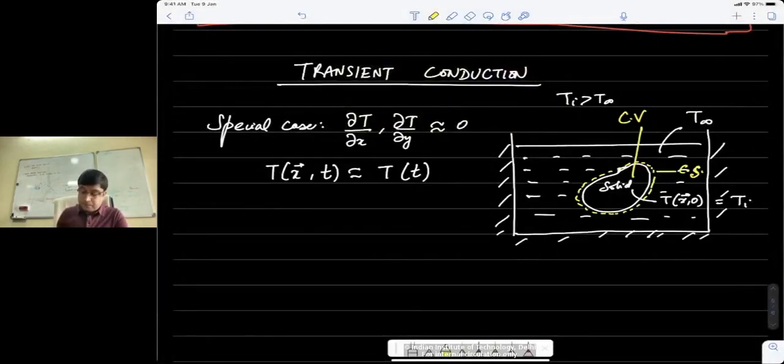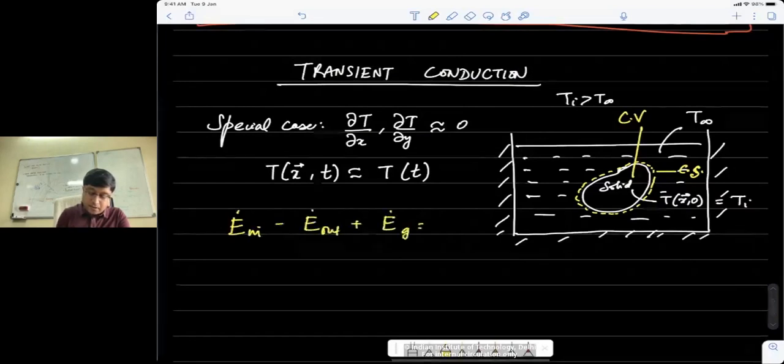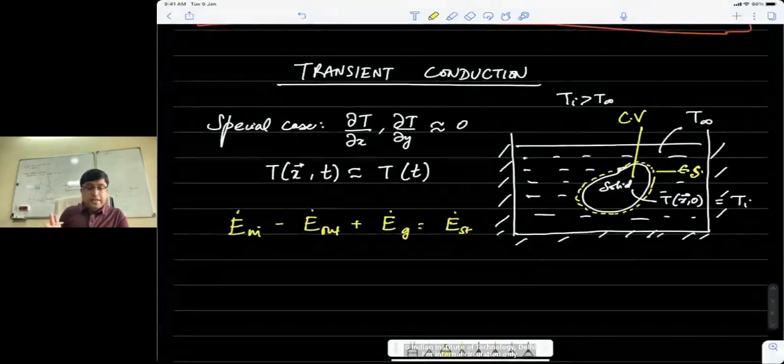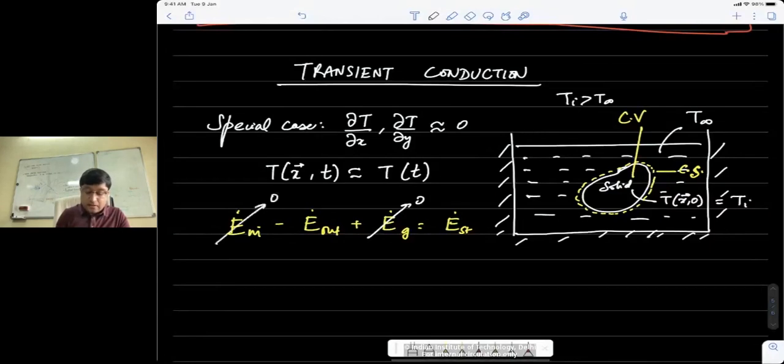So energy conservation would mean that E dot in minus E dot out plus E dot generation is E dot storage. Now note that I didn't say anything about generation, but in this case generation is zero. So this is not there. Now the solid, let's say, was initially at a higher temperature, there is nothing coming in. If it's at a higher temperature, then it must be losing heat. So E dot in is zero.